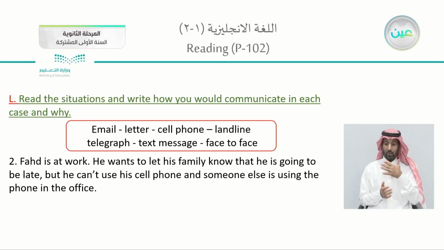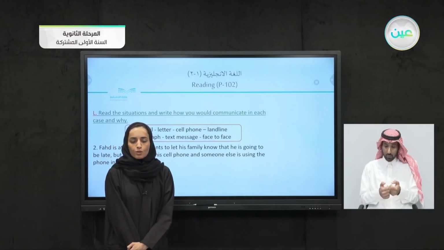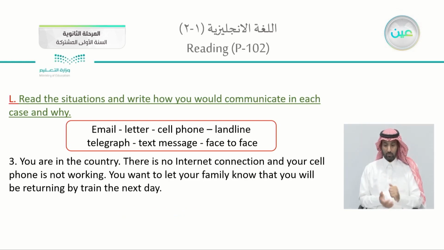Fahd is at work. He wants to let his family know that he is going to be late, but he can't use his cell phone and someone else is using the phone in the office. So in here, he can't use the cell phone or the landline. What are the other options that he can use? Maybe he can text them, text message, sending a text, or sending them an email. So you can choose any one of these. The following, here, which mean of communication is the best?